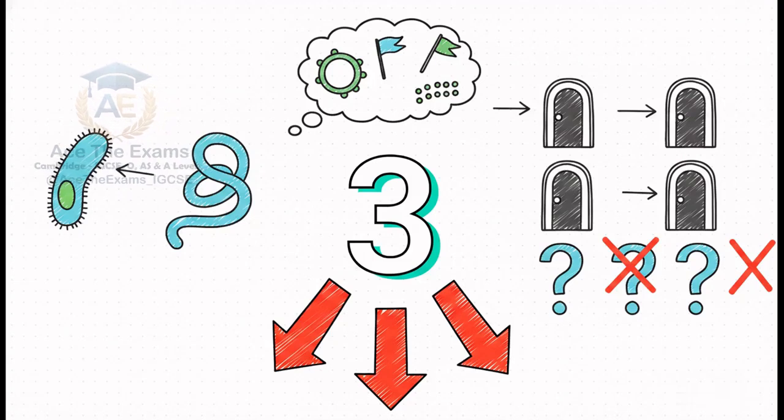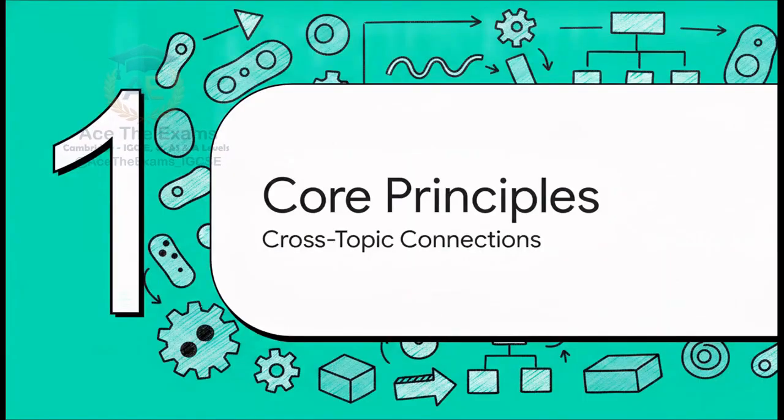And that leads us right to this startling number, 3. The Cambridge Principal Examiner reports highlight exactly 3 massive mistakes that completely tank student grades on this topic. It's not that candidates don't know what a bacterium looks like, it's that they walk blindly into these 3 specific traps during the exam. So let's deconstruct what they are. Let's start with Section 1, Core Principles and Cross-Topic Connections.